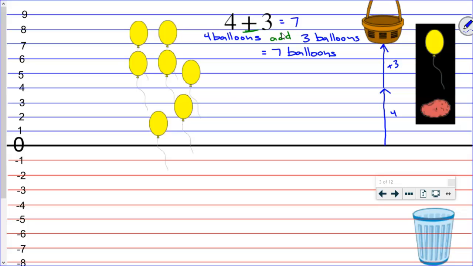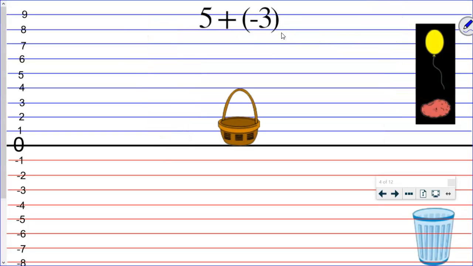Nice and easy, right? Here's your next one. Let's see how you can do. Let's talk about what we see first. What is this right here? Louis, thanks for the hand. 5, positive 5. So that means I'm going to start with 5 balloons. Yes, 5 balloons.